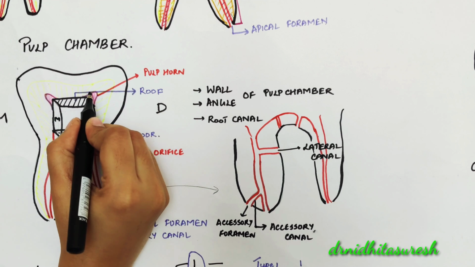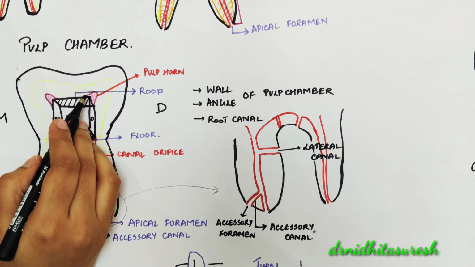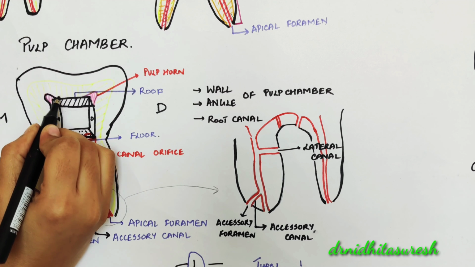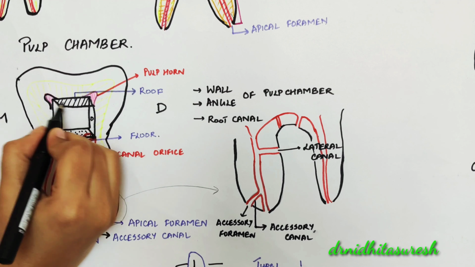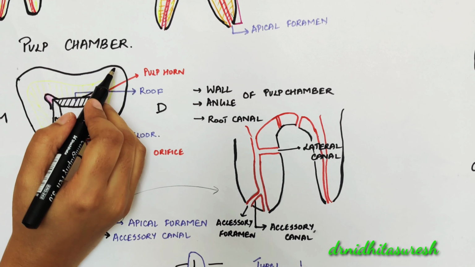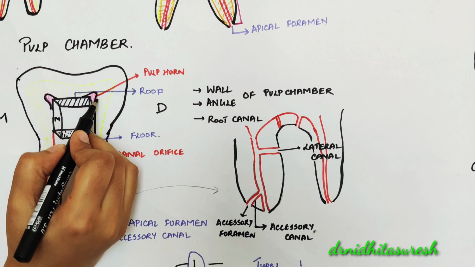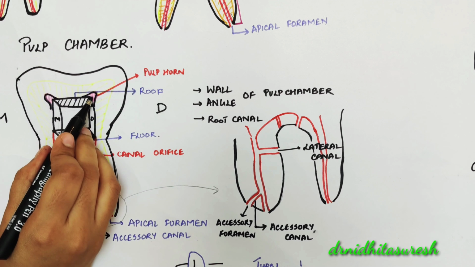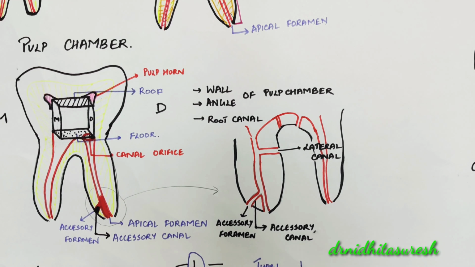Then what do you mean by pulp horn? Pulp horn is nothing but accentuation of the roof of the pulp chamber. So this is the roof I told you. So an accentuation will be present. This will most probably be seen under a developmental groove or a cusp. So this is called the pulp horn.